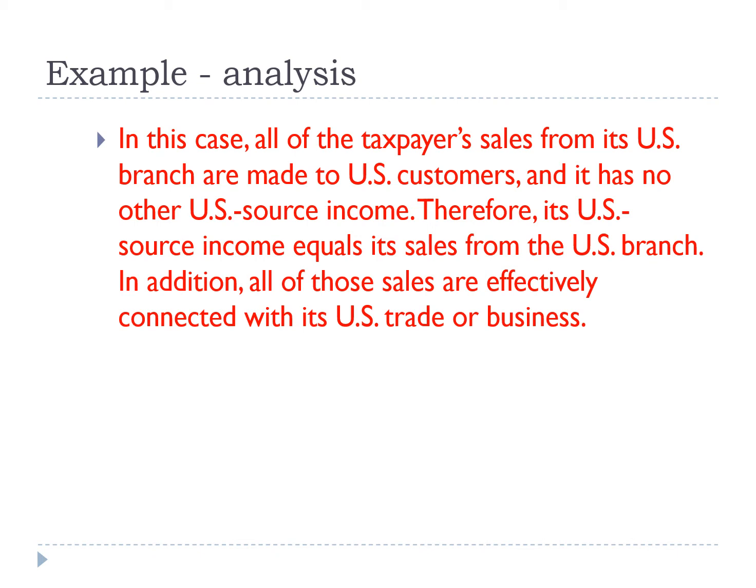Here's an analysis. In this case, all of the taxpayer's sales from its U.S. branch are made to U.S. customers, and it has no other U.S. source income. Therefore, its U.S. source income equals its sales from the U.S. branch. In addition, all of those sales are effectively connected with its U.S. trade or business.